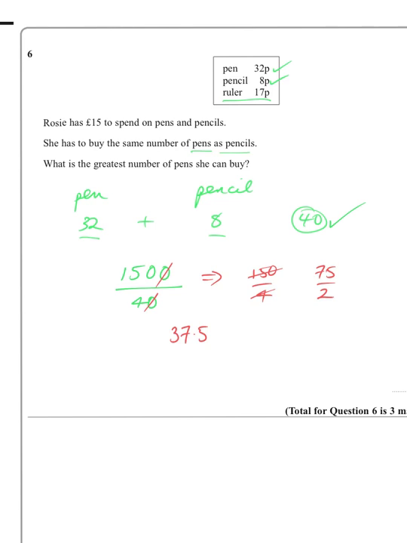So you could buy, for example, 37.5 pens and 37.5 pencils, and that would be exactly £15, but we know we can't buy half a pen. We've either got to buy one or not. So if 37.5 is exactly right, you can't buy 38 because you just wouldn't have enough money, so you'd have to buy 37. So the answer here would be 37 pens.